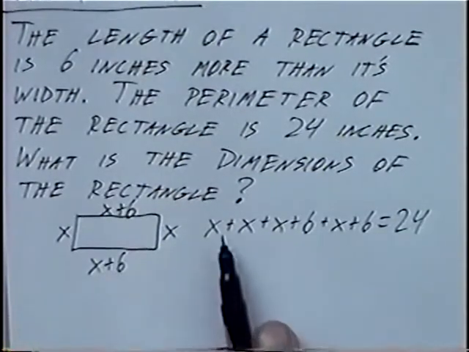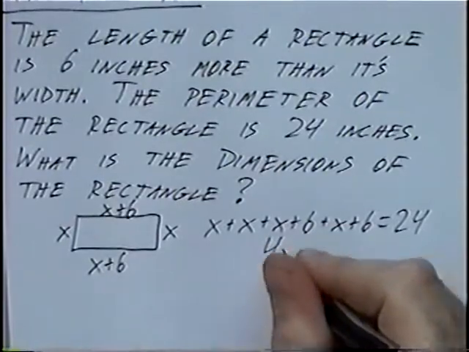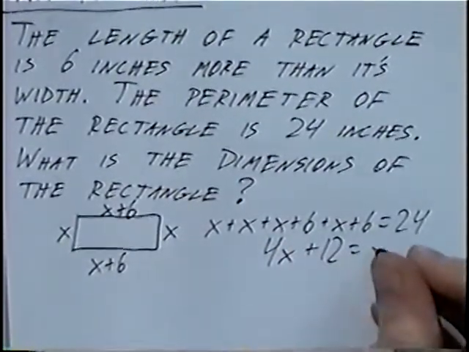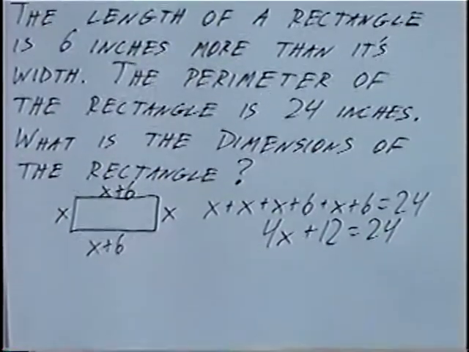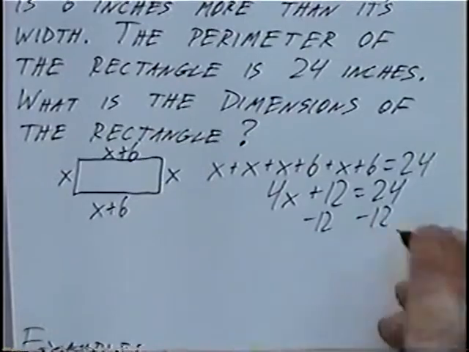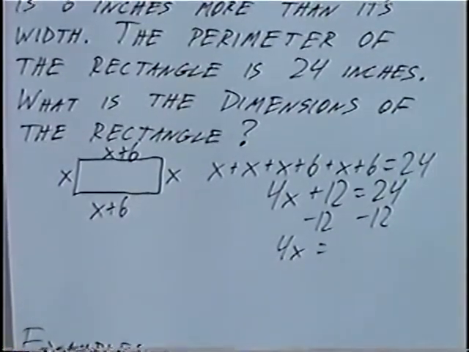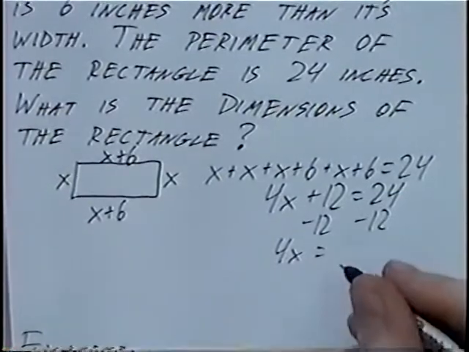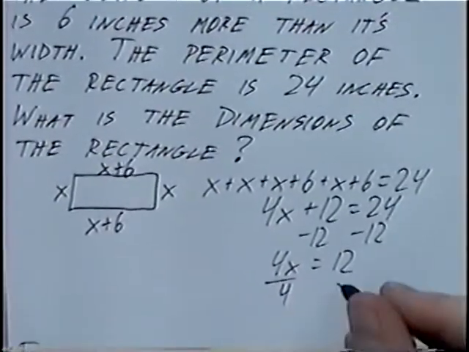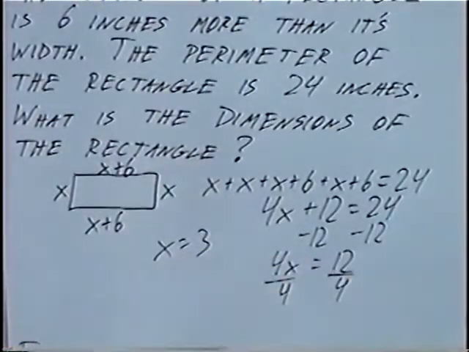If we combine like terms, x plus x plus x plus x, that's 4x, and 6 plus 6 would be 12, equals 24. Solving, we can subtract 12 on both sides. So 4x equals 24 minus 12, which is 12. And dividing by 4, we'll have x equals 3.